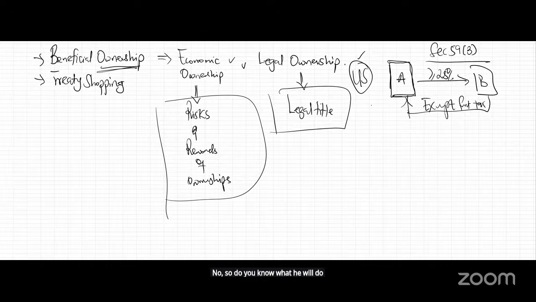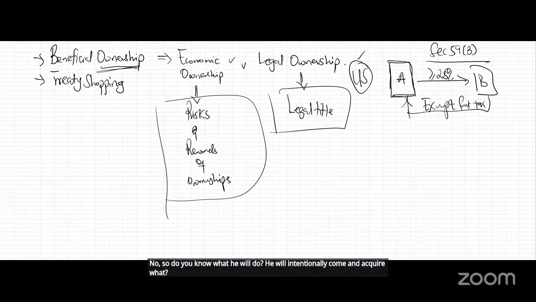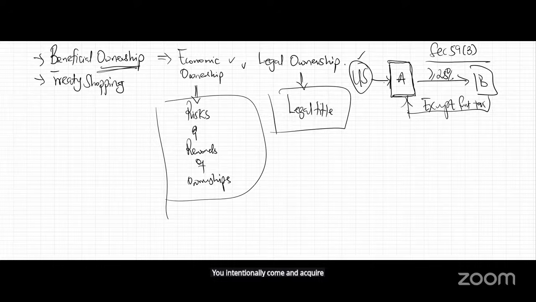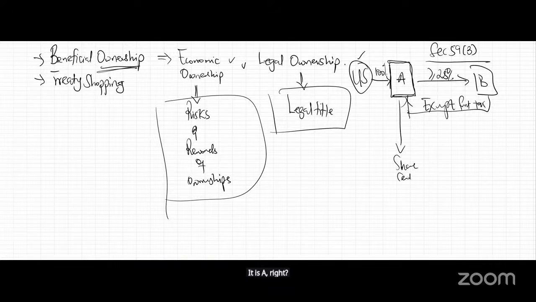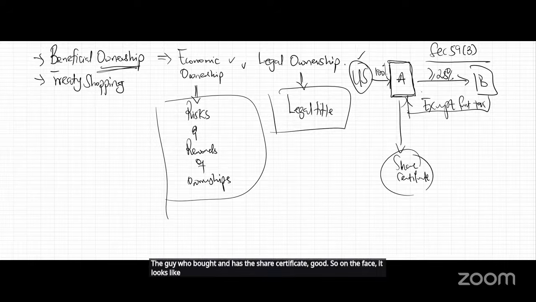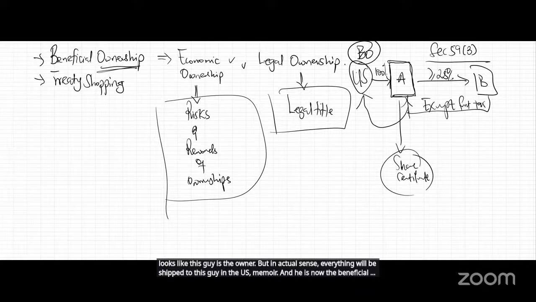So do you know what he will do? He will intentionally come and acquire A, right? Let's say he buys 100% of A. He owns A now. A now buys, let's say, 40% of B. B pays the dividend. On the face of it, who has the share certificate of B? It is A. This is the guy who bought and has the share certificate. So on the face, it looks like this guy is the owner. But in actual sense, everything will be shipped to this guy in the US. And he is now the beneficial owner, the actual person enjoying the benefits. Does it make sense?